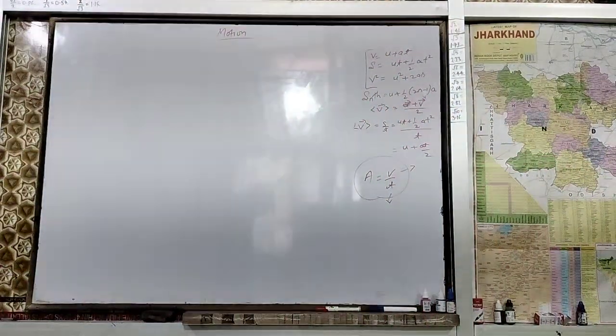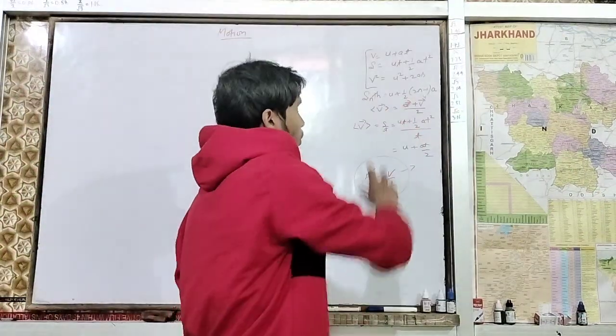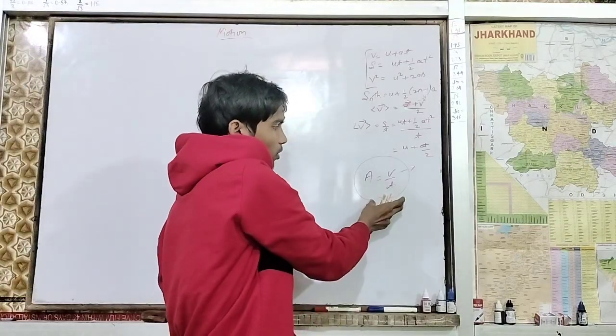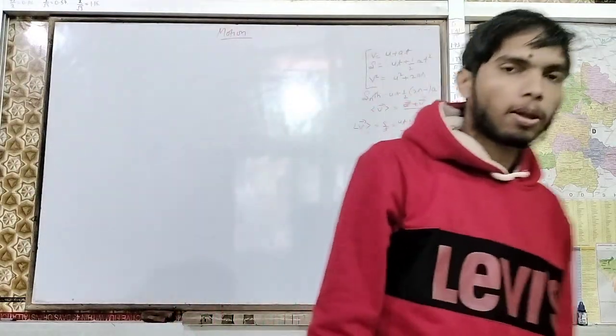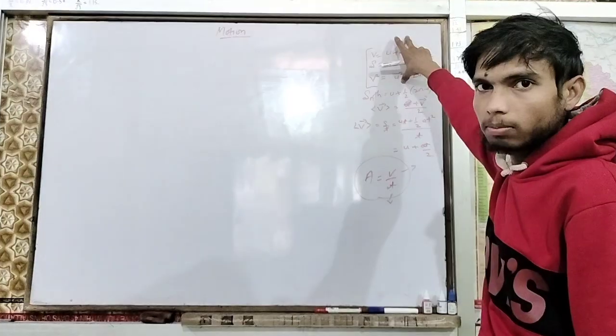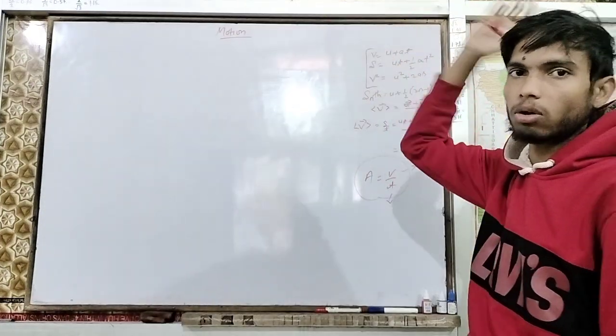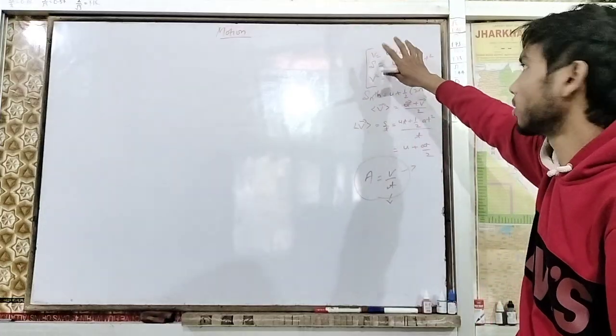I'm telling you the derivation. How did all this come? So all this came because of this. Okay. So you will have to keep in mind all these motion equations, so that we can do a lot of equations based on this formula.